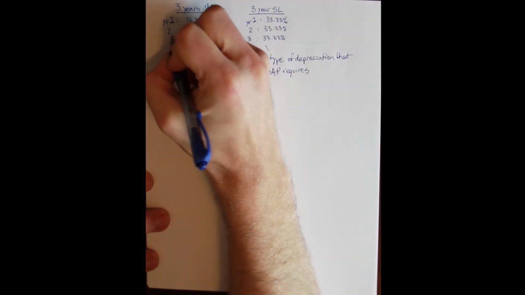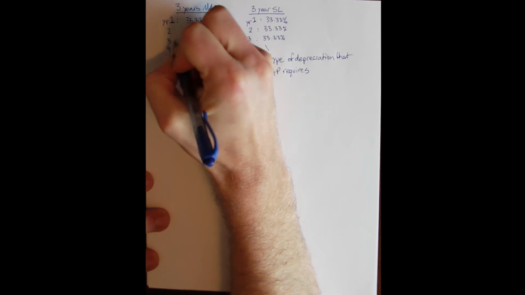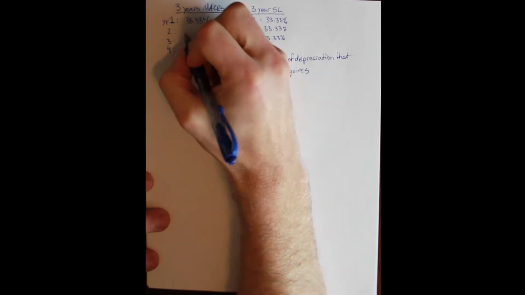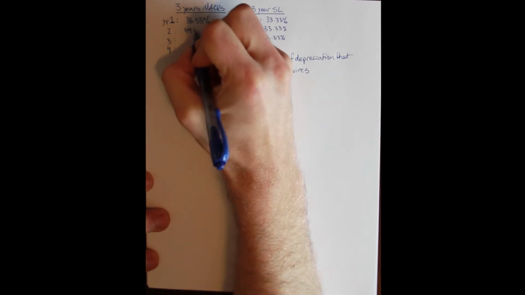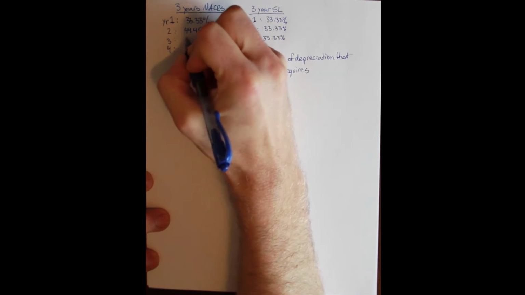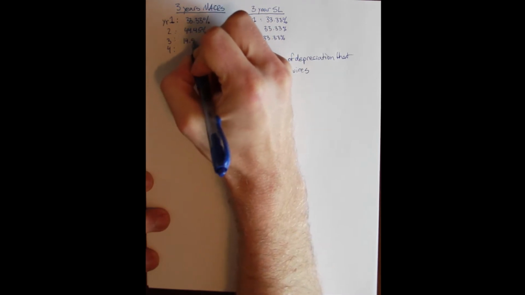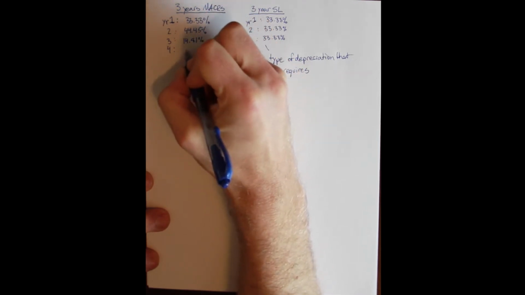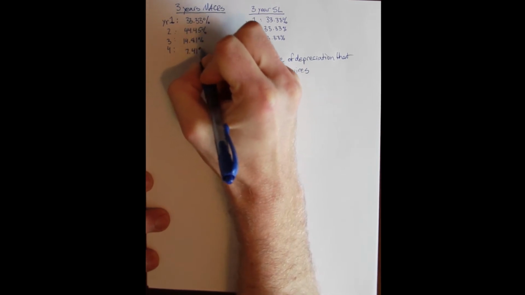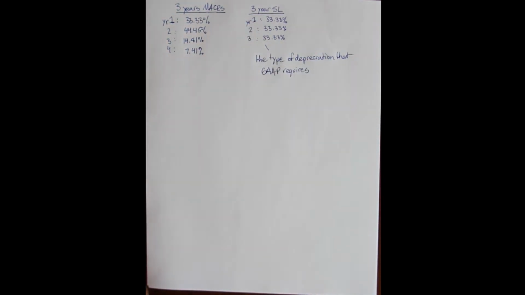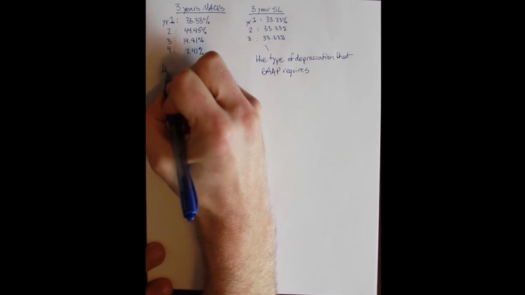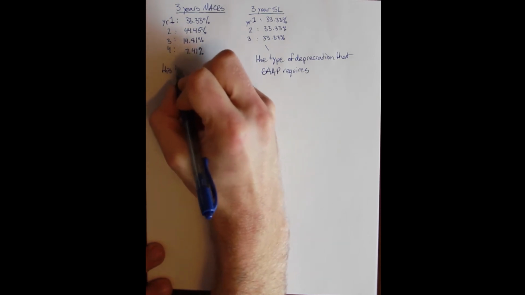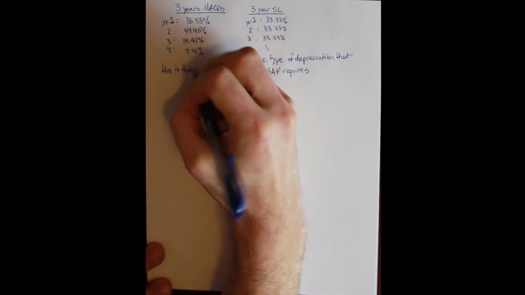So in year one, we would depreciate the same amount, 33.33%. But in years 2, 3, and 4, we would depreciate the asset by 44.45%, and then 14.81%, and finally 7.41%. So MACRS, this is the depreciation that the IRS will allow.